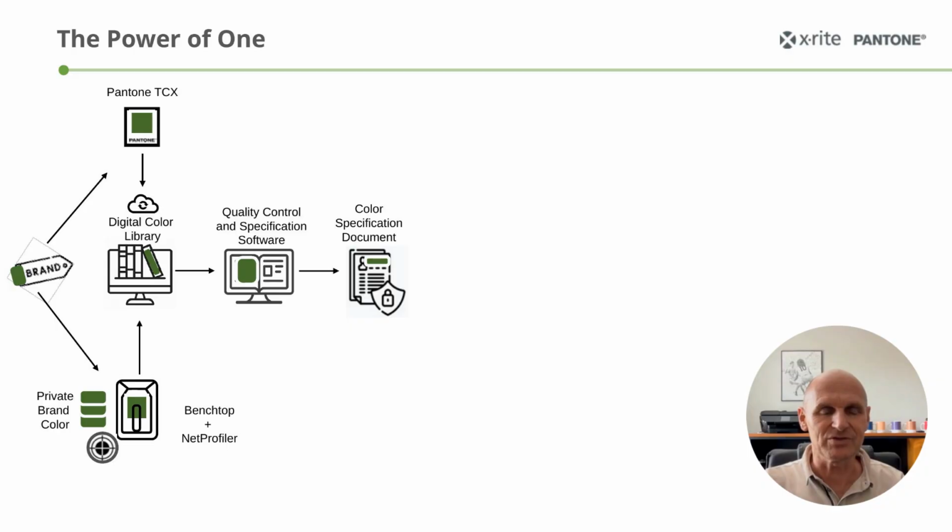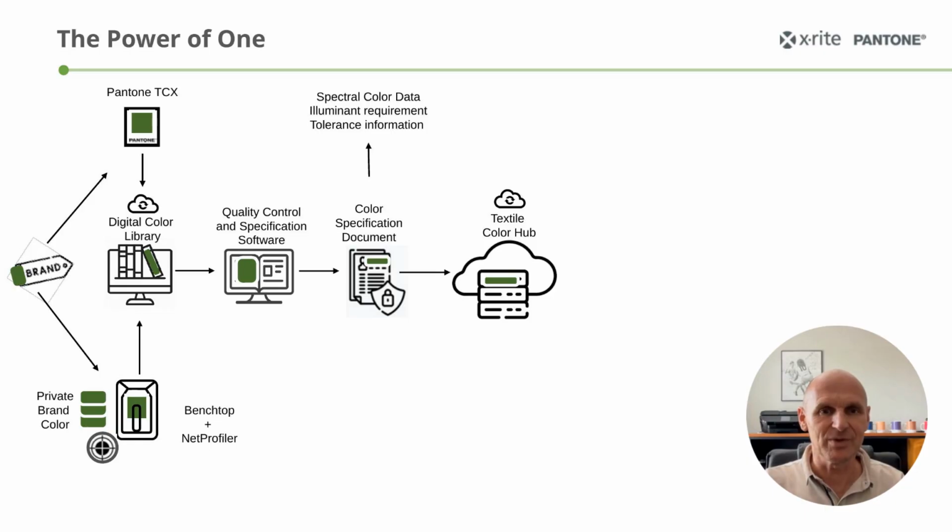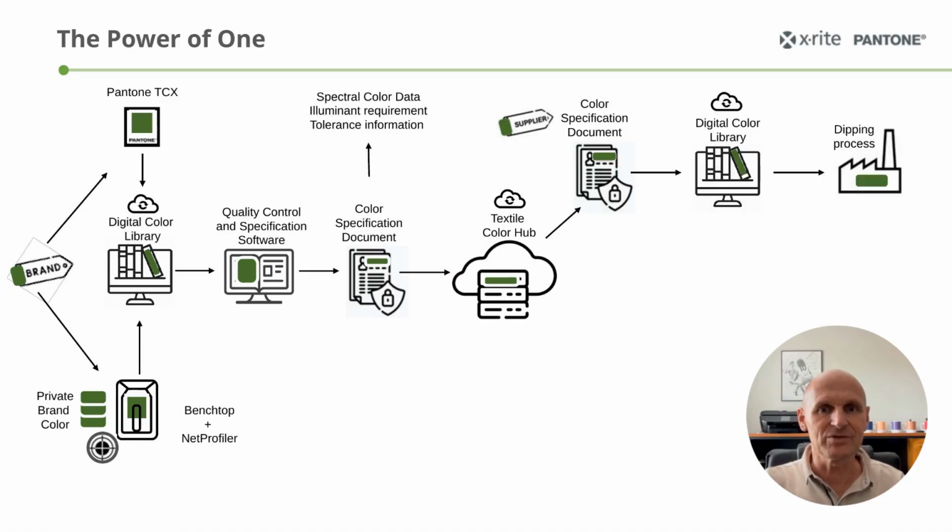Next, the brand uses QC software to create a color specification document to share with suppliers. This digital file includes the spectral data for the target color, along with tolerance guidelines, settings, and embedded light sources. Especially important now when the market is moving away from clear white fluorescent to LED lighting. Next, the brand chooses which suppliers should receive the job and sends the color specification document securely through Textile Color Hub. When the suppliers receive this file, they have very clear expectations and can work with confidence.